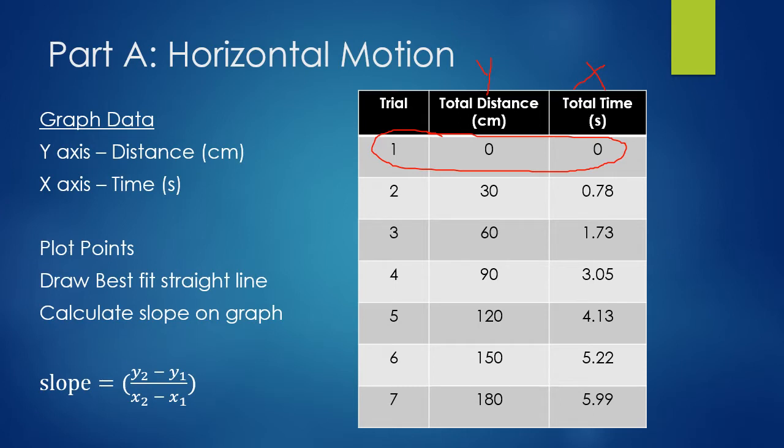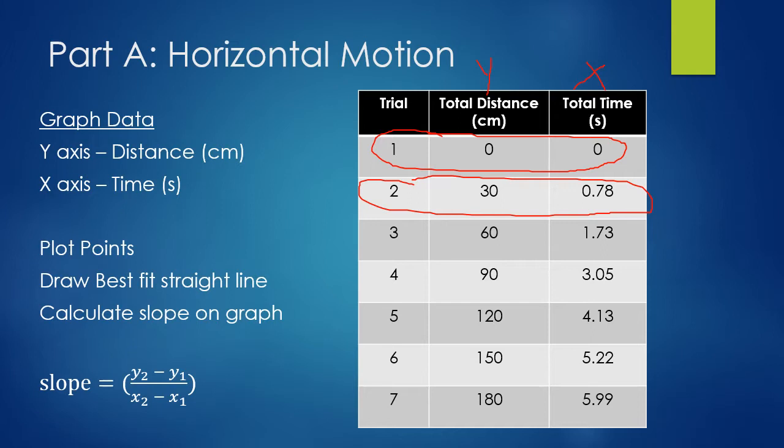Next, you will plot the second point for trial 2. To plot that point, you're going to go 30 centimeters out along the y-axis and then follow it to 0.78 seconds along the x. That will be your first data point. You will do the same for trials 3, 4, 5, 6, and 7. So you should have a total, including the origin, of 7 data points.